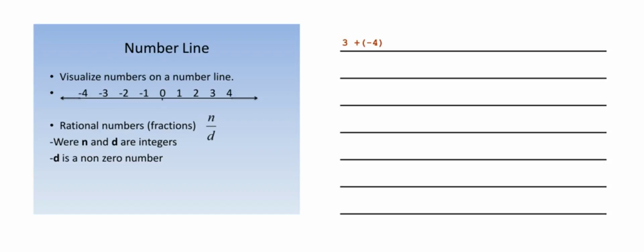Mathematically, we can do this fairly straightforward, right? 3 plus minus 4, positive and negative makes it a negative. Agreed? So it would be 3 minus 4. So technically, 3 minus 4 will give you negative 1.